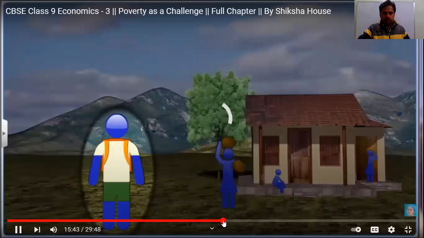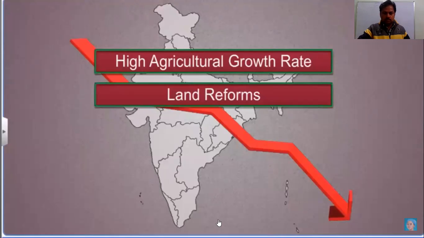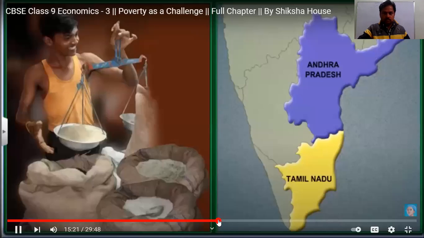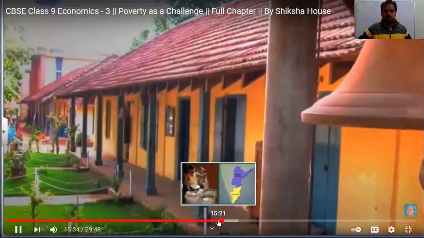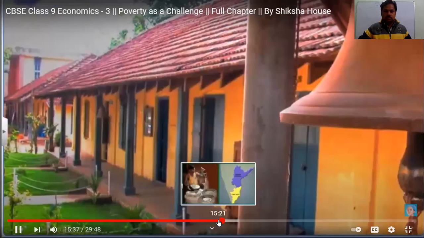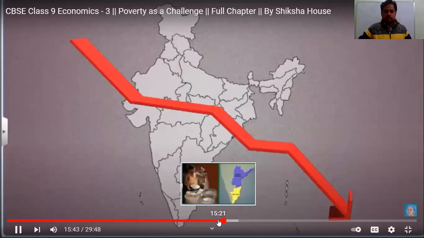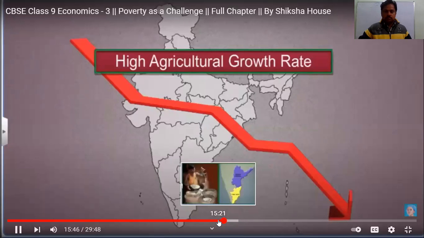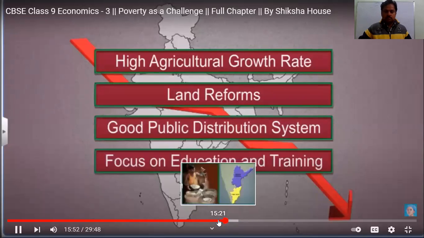The agricultural growth rate, land reforms, and a good public distribution system are the likely causes of the decline in poverty. Kerala has the highest literacy rate in India for both its male and female population. This focus on education and training and development of human resources has led to the decline in poverty in Kerala. Thus, we see that a high agricultural growth rate, land reforms, good public distribution system, and focus on education and training are some of the ways that poverty has been successfully reduced in India.